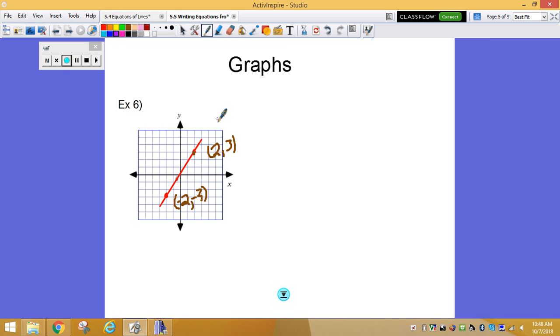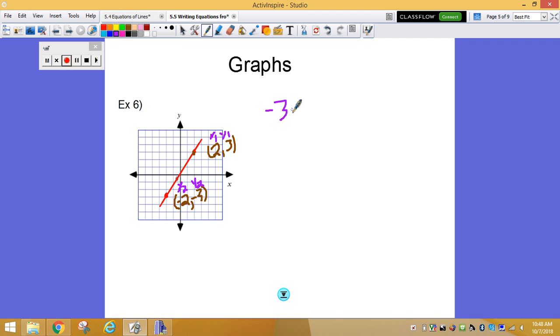Now, a few questions I get every year. Does it matter which one I label as x1, y1, and x2, y2? It does not. We're going to end up with the same answer. So I'm just going to do these as x1, y1, and these as x2, y2. Again, it does not matter which ones you pick to be your 1s and your 2s. You'll get the same answer.